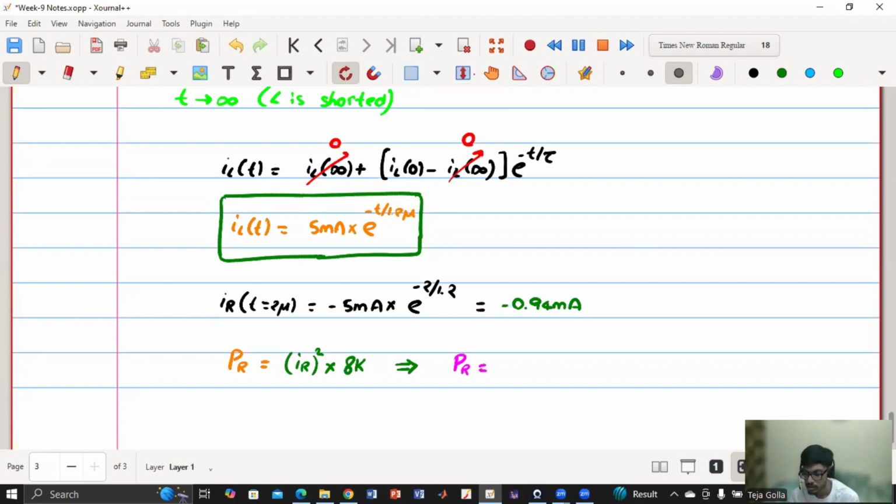How much is PR? You can calculate, you'll get around 8.15. Just check your calculation, you will get around 8.15. I have done this: 5 into e to the power minus 2 by 1.2 whole square into 8k. It comes around 8.15. But I'm not sure about IR. I have directly calculated PR by substituting this expression. So can anyone please confirm whether you are getting the same values or not?